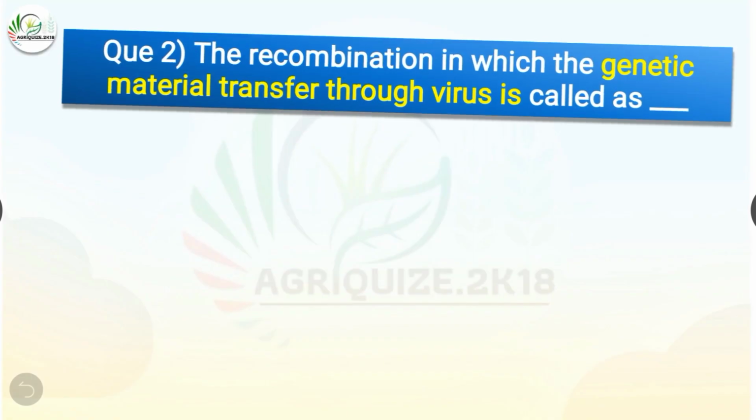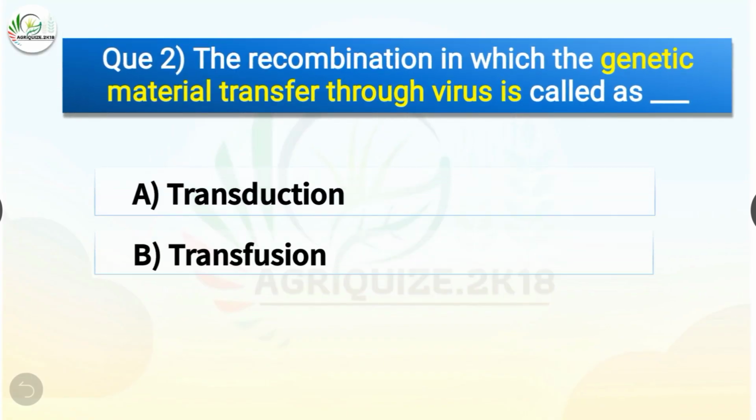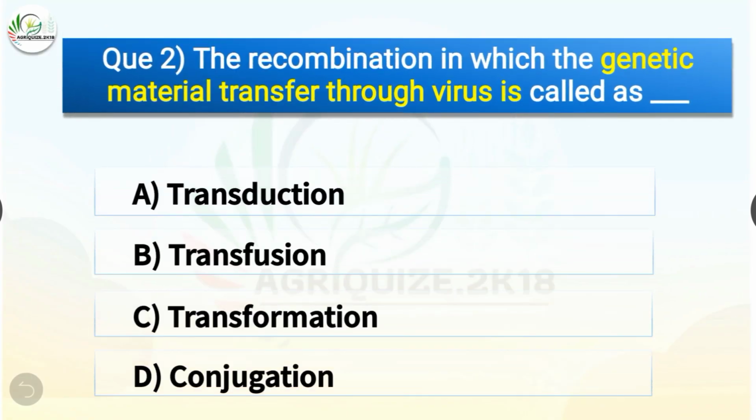Question number 2. The recombination in which the genetic material transfer through virus is called as dash. The options are transduction, transfusion, transformation or conjugation. The correct answer is option A, transduction. So the recombination in which the genetic material transfer is through virus is called as transduction.